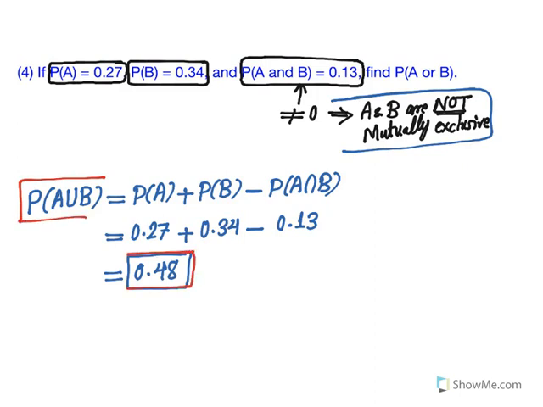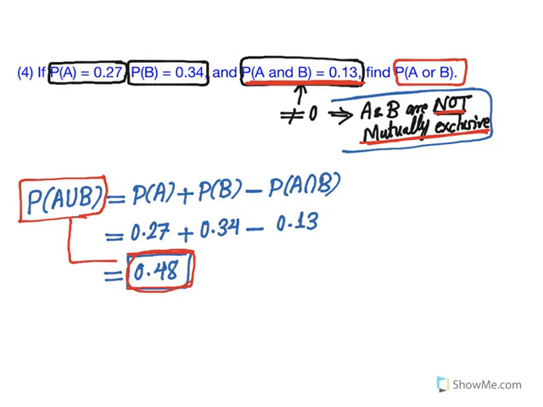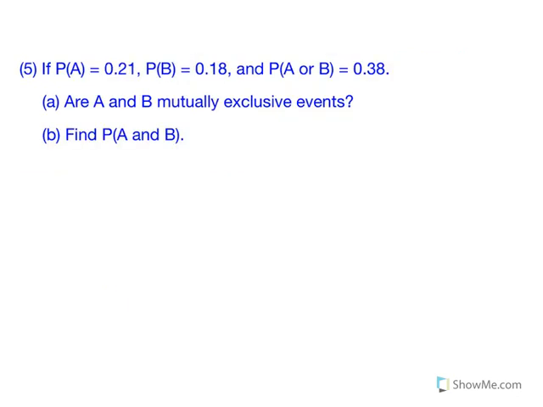Okay? And immediately it was clear. This question is very clear, finding the probability of A or B, and you are given the three things that you need in order to find it. But remember, once we saw that there is an intersection between A and B, because the probability of it exists, it's not just 0, then we know that they are not mutually exclusive, and therefore we must use this rule that we used, and we got the answer that the probability of A or B is 0.48. Let's go to the last part of this question.